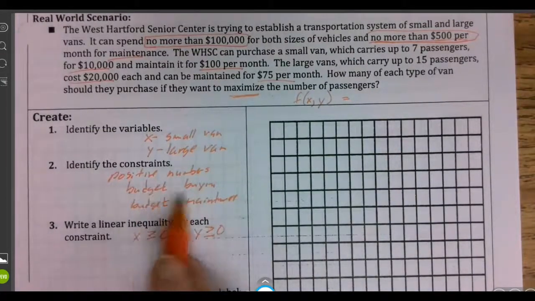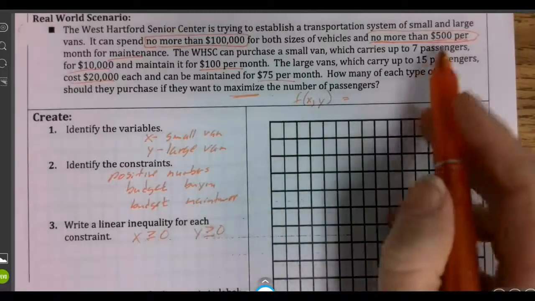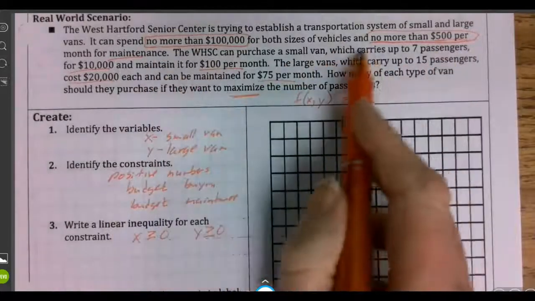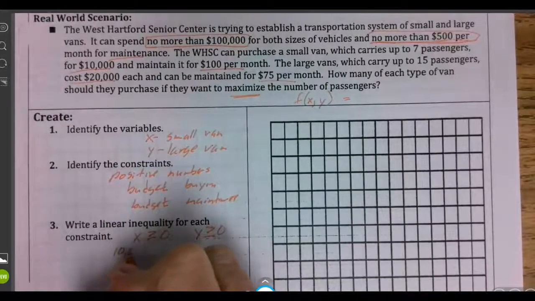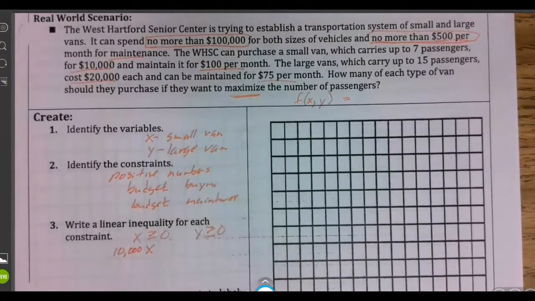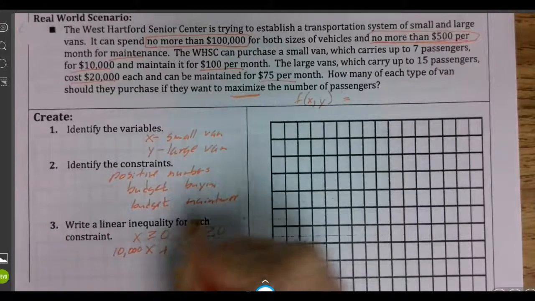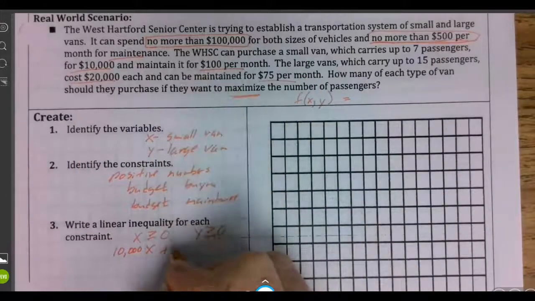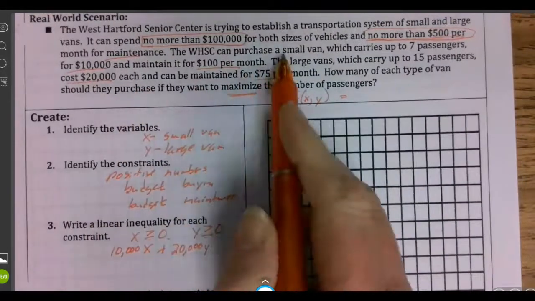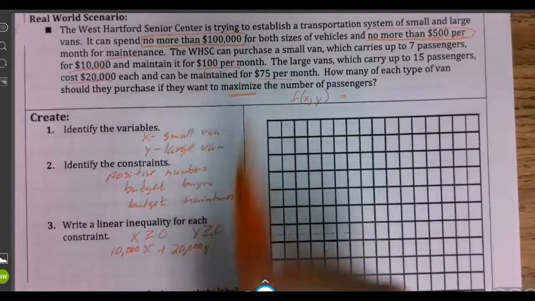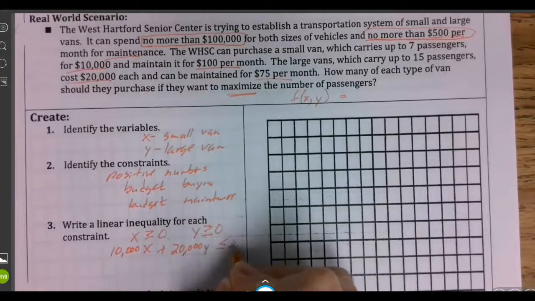Now let's look at the budget for buying it. How much does it cost to buy the small van? Small van costs $10,000, so $10,000 for each small van, which is x. And for each large van, it's $20,000. Look at our budget: no more than $100,000. So this has to be less than or equal to $100,000.